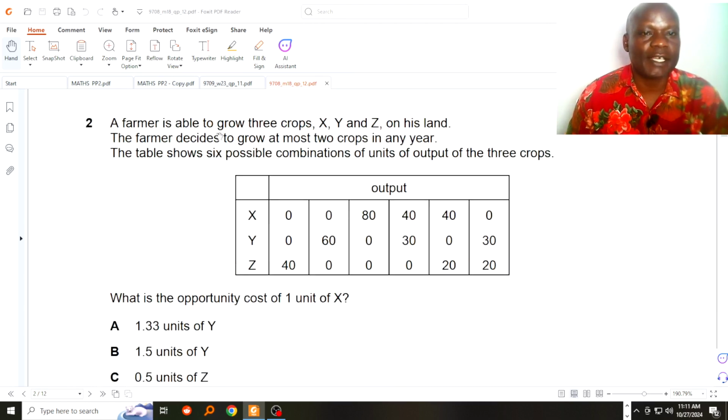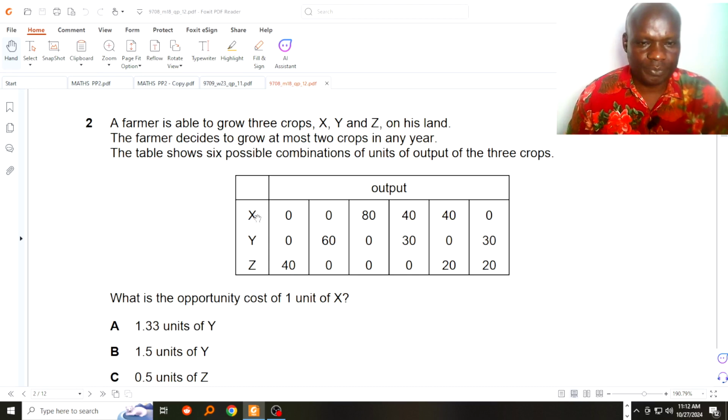Now, a farmer is able to grow 3 crops, X, Y, and Z on his land. The farmer decides to grow at most 2 crops in any year. So of these 3, the farmer can either grow X and Y, or grow X and Z, or grow Y and Z, or any combination.